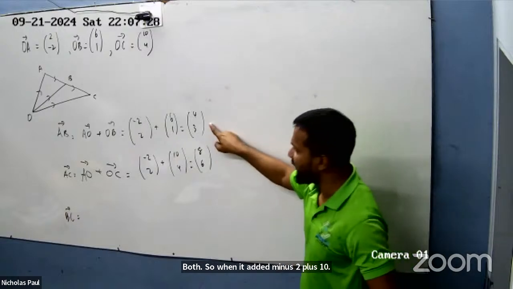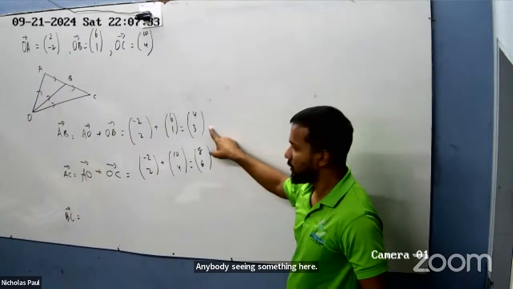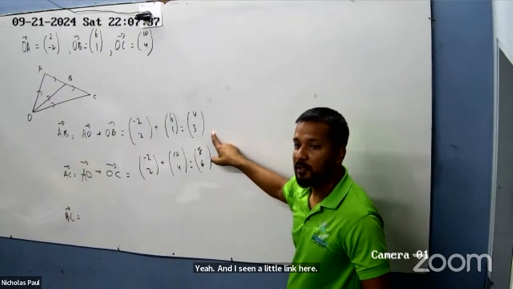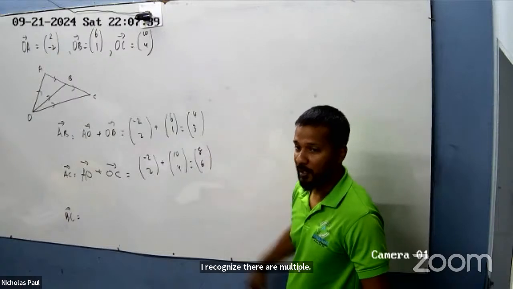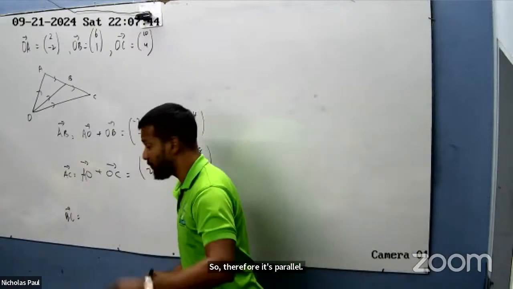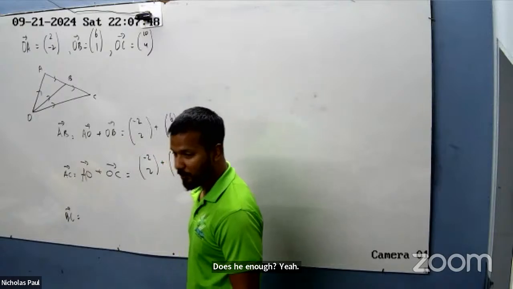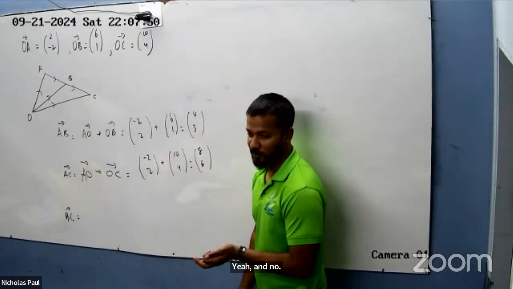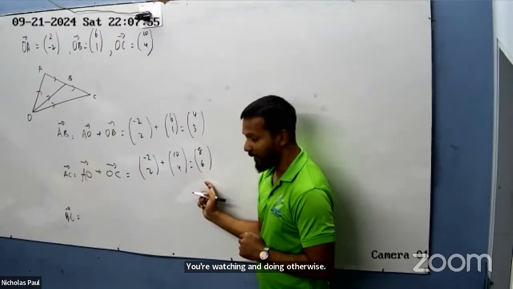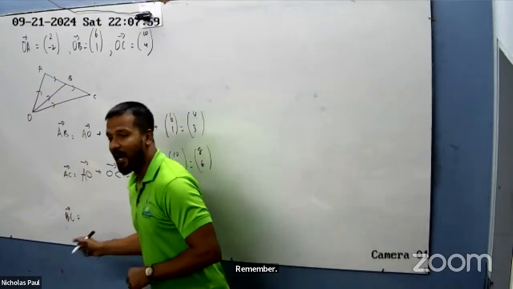Anybody seen something here? Brianna, do you see a little link here? How do you recognize it? They are multiples of each other, so therefore they are parallel. You see that? If I multiply this by 2, and again this. And last one, BC.